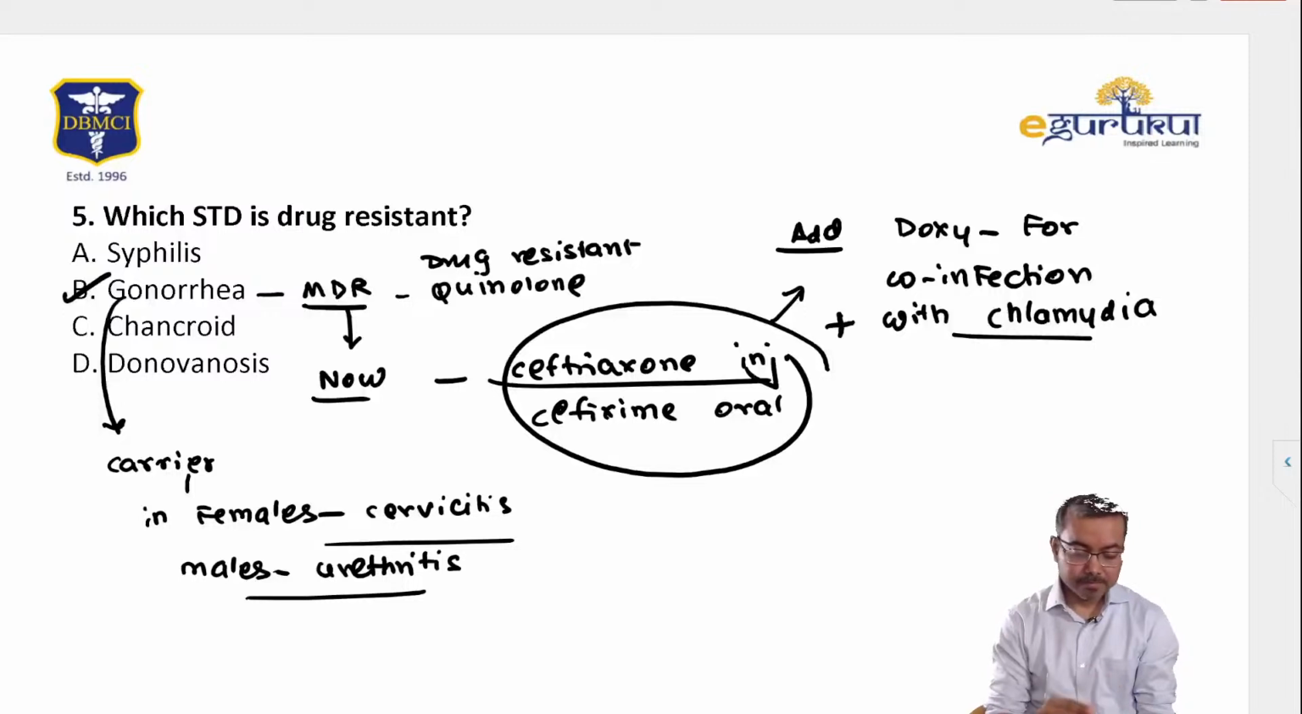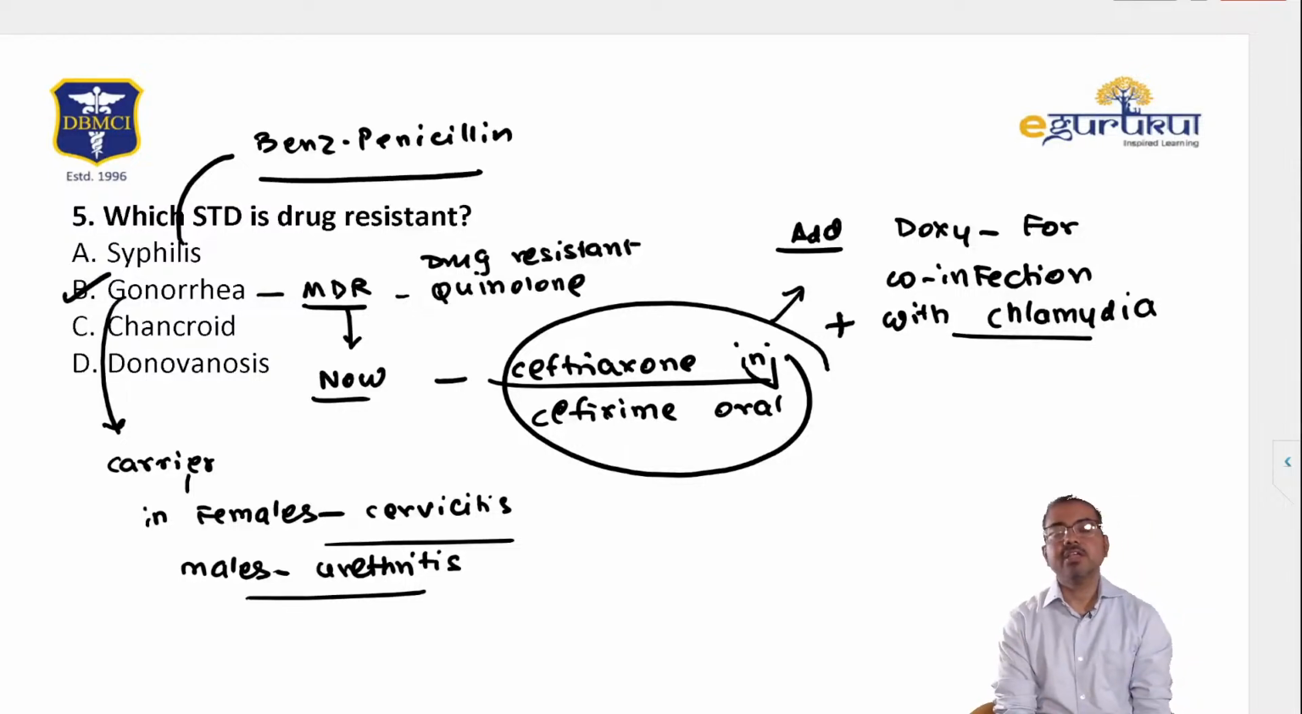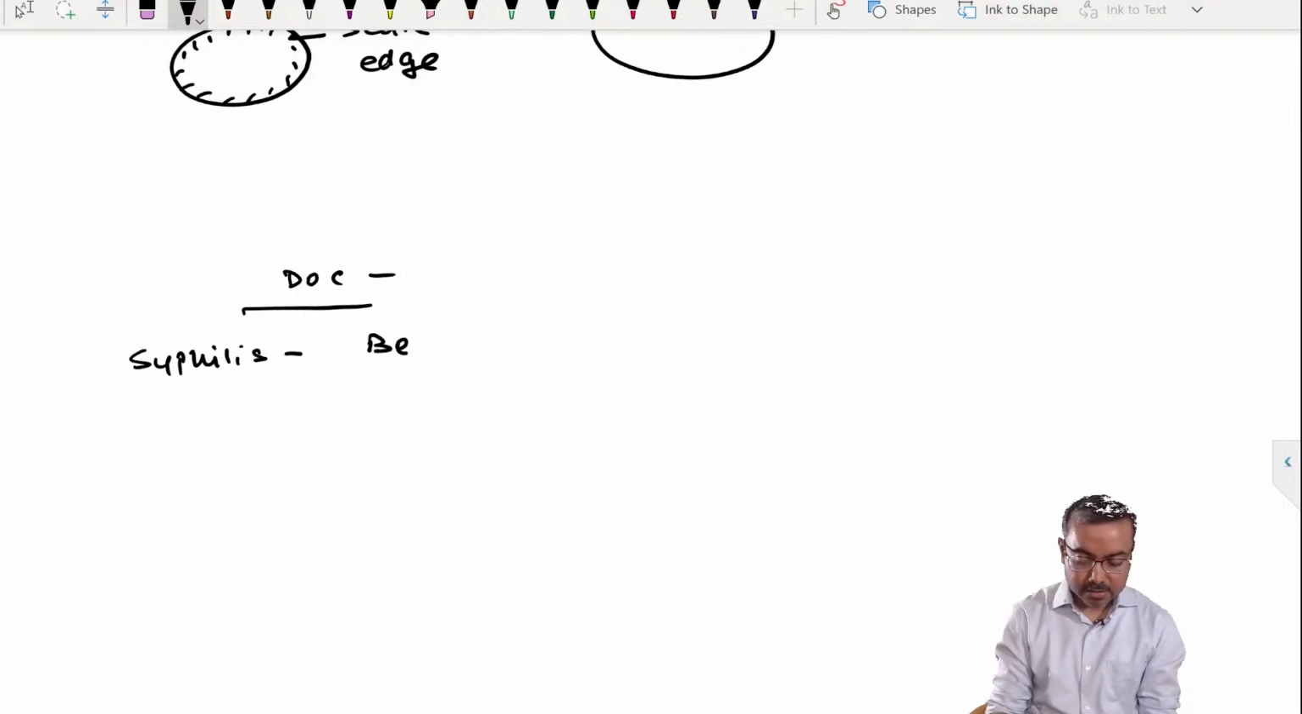Got this, please? Drug of choice for syphilis is benzathine penicillin. Let's give the drugs of choice now. Syphilis: benzathine penicillin. Drug of choice, benzathine penicillin.